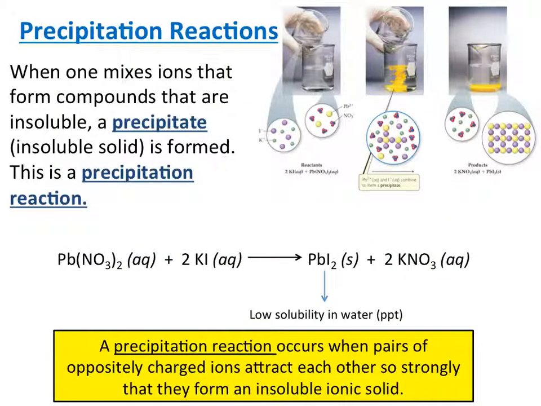A precipitation reaction is one type of a double displacement, exchange, or metathesis reaction, and it just means that one mixes ions that form compounds that are insoluble, so a precipitate is formed. It is a precipitation reaction.